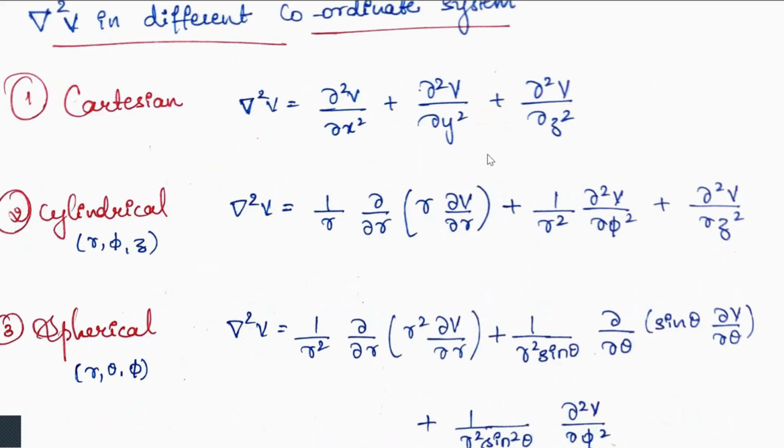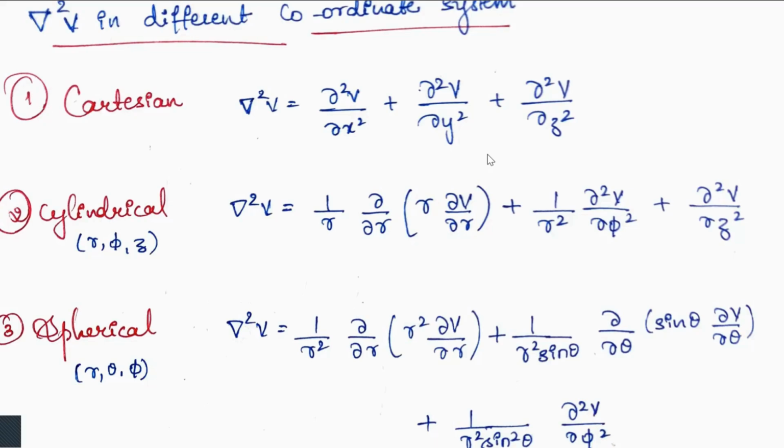For the cylindrical coordinates r, psi, z, you get nabla squared V is equal to 1 by r ∂/∂r of (r ∂V/∂r) plus 1 by r squared ∂²V/∂φ² plus ∂²V/∂z².